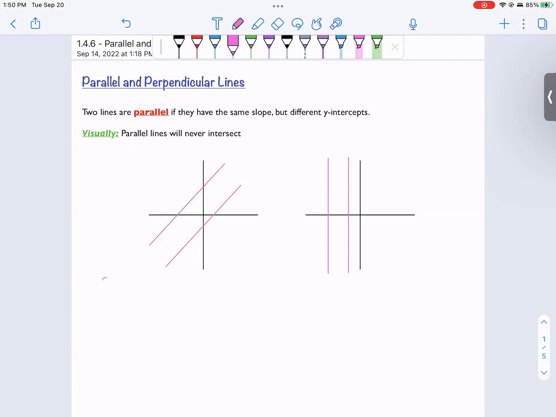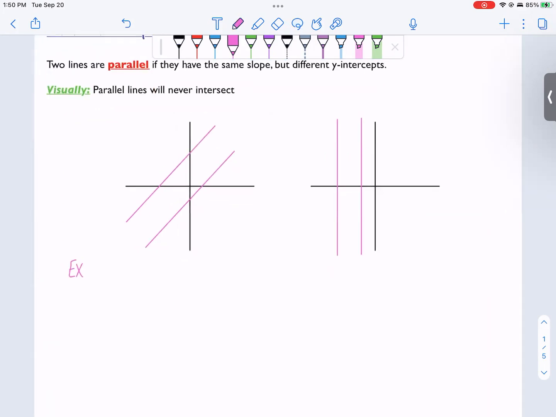So just an example algebraically. Ooh. My iPad has been a little weird today.